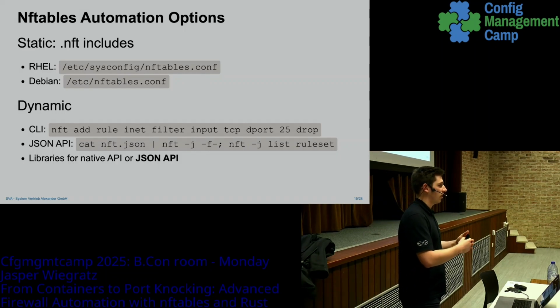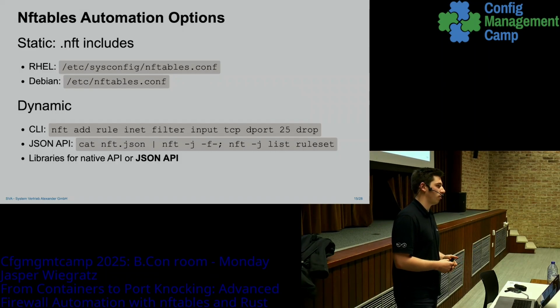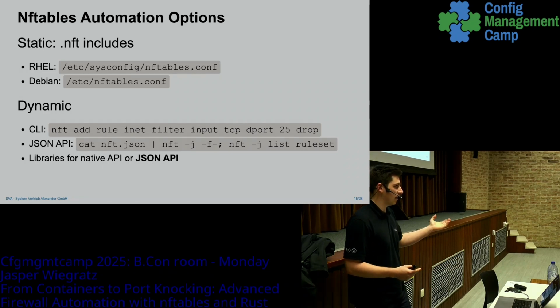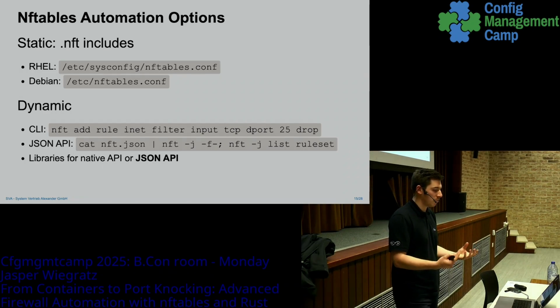And then there's a JSON API, and I think this is extremely interesting for automation. So you can just pipe a JSON file in a specific schema to nftables, so it has this -j flag, which will enable JSON mode. And you can also use that to output it with nft -j list ruleset. You will get the rules as JSON.